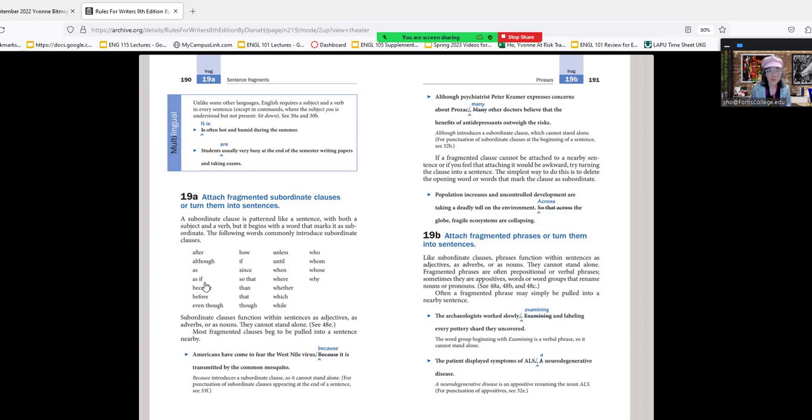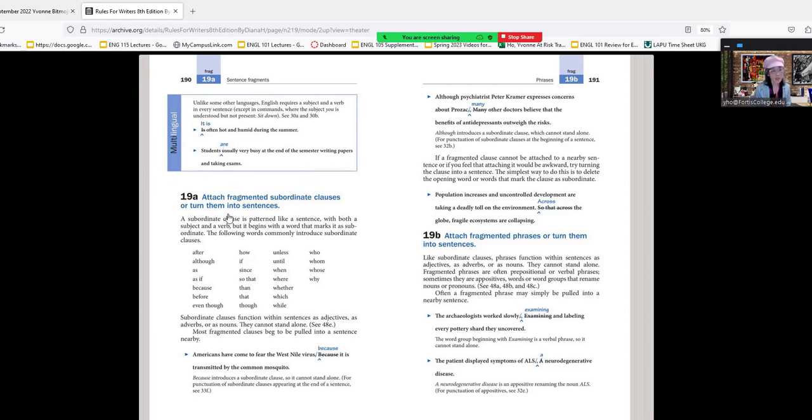is understood. So it is often hot and humid during the summer. And so here you need to have a subject and a verb. You can't just say is hot and humid during the summer like you can do in Spanish. Students are usually very busy at the end of the semester writing papers and taking exams. So here you have to have a subject, verb, and then the rest of it is an object.